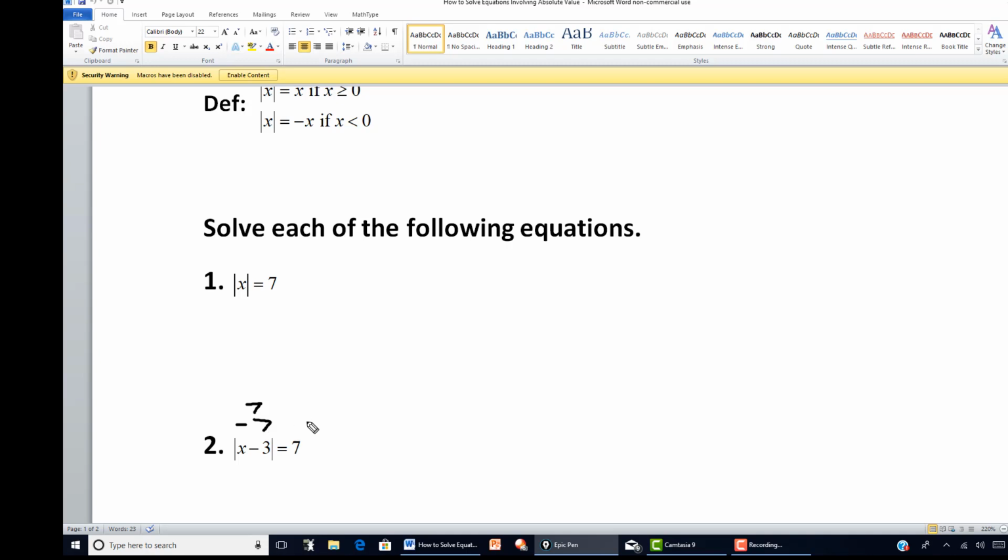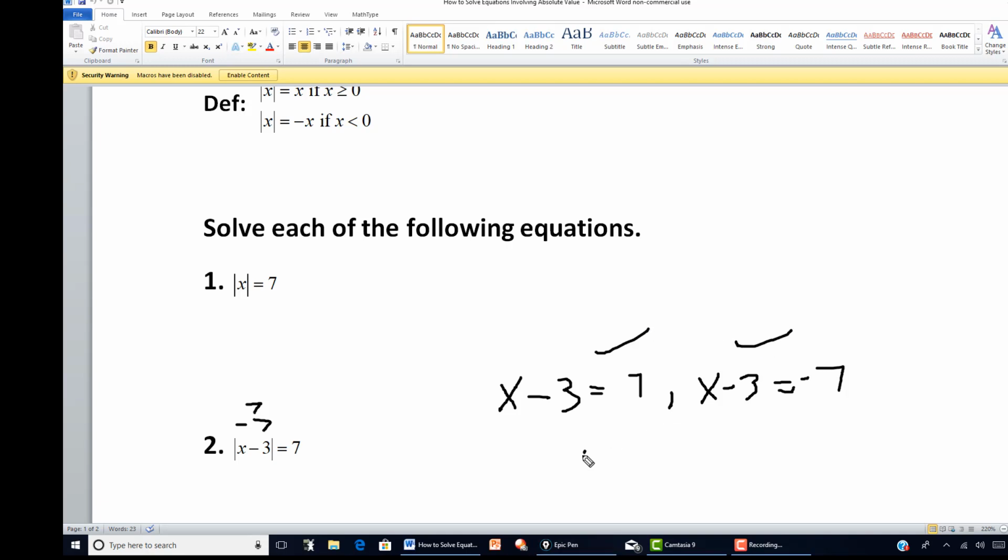So you simply write this and say, x minus 3 then, now I'm removing the absolute values in order to solve it. X minus 3 then has to be either 7 or x minus 3 has to be negative 7. You can easily see that because the absolute value of 7 is 7, the absolute value of negative 7 is also 7. So these two equations have to be true.